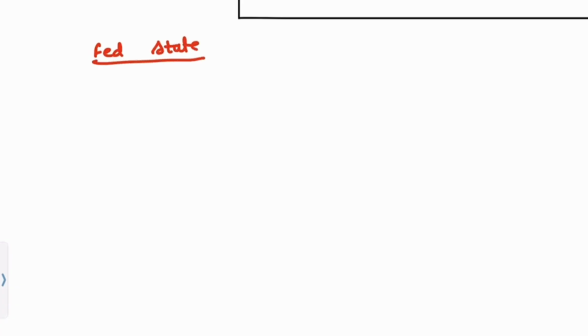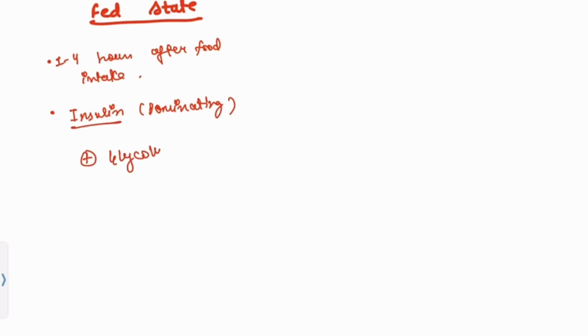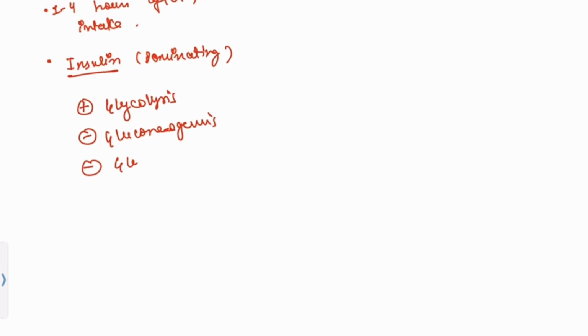Fed state is 1 to 4 hours after food intake, and the dominating hormone in fed state is insulin. Insulin promotes glycolysis, inhibits gluconeogenesis, inhibits glycogenolysis, inhibits lipolysis, and also inhibits ketone body synthesis.